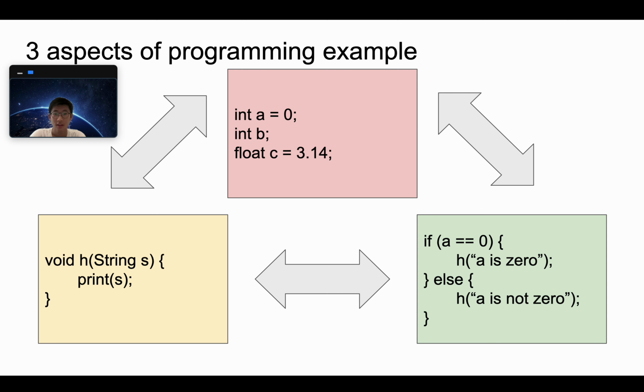Yeah, they interact. An example would be: integer a equals 0, integer b, and floating point variable c equals 3.14. A void is a type of function. The function is called h, and you input a string called s, and then it prints out s. The condition is: if a is 0, then call h, the function here, with the string input "a is 0", so it's going to print out a is 0. And if a is not 0, it's going to print out a is not 0. In this case, a is 0 here, so if you run this program, it's just going to print out a is 0.